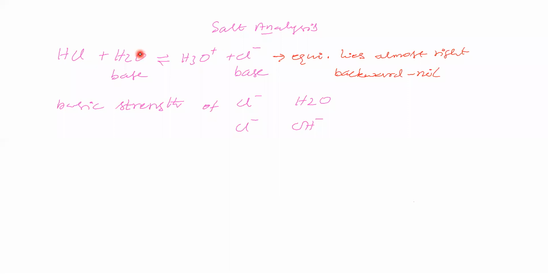Now you say how the basic strength of Cl minus and water will be. Which has higher basic strength, Cl minus or water? Such that Cl minus is unable to take H plus, whereas water is able to take H plus. Forward is taking place, so water is able to take H plus. Backward is not taking place; Cl minus is unable to take H plus. Therefore, which will have greater basic strength? Water has greater basic strength.